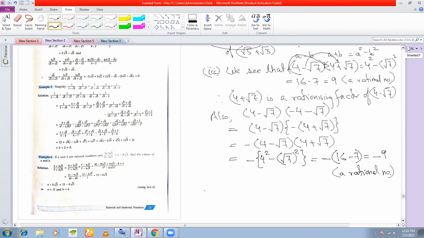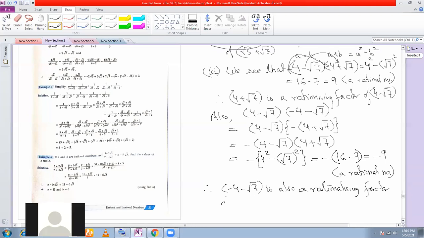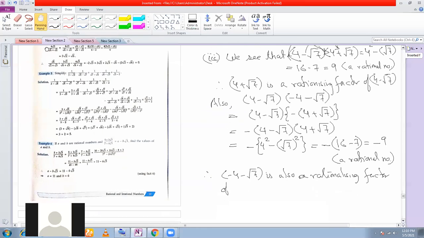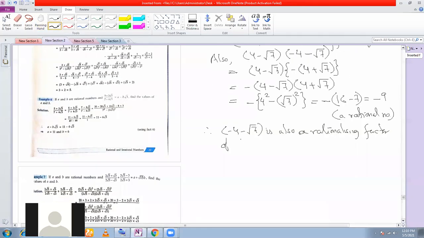Therefore, what can we say? We can say that minus 4 minus root 7 is also a rationalizing factor of 4 minus root 7. Clear with this rationalizing factor? Let us work out the next one.